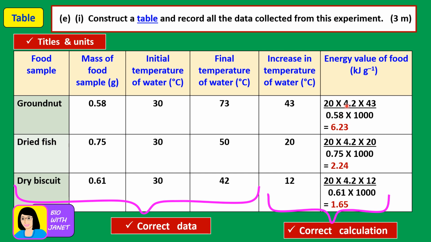So mcθ, where c is 4.2, per W, where W is the mass of the food, and then per 1000. The whole thing is divided by 1000 to convert to kilojoules. So try and remember the formula and how to use it.